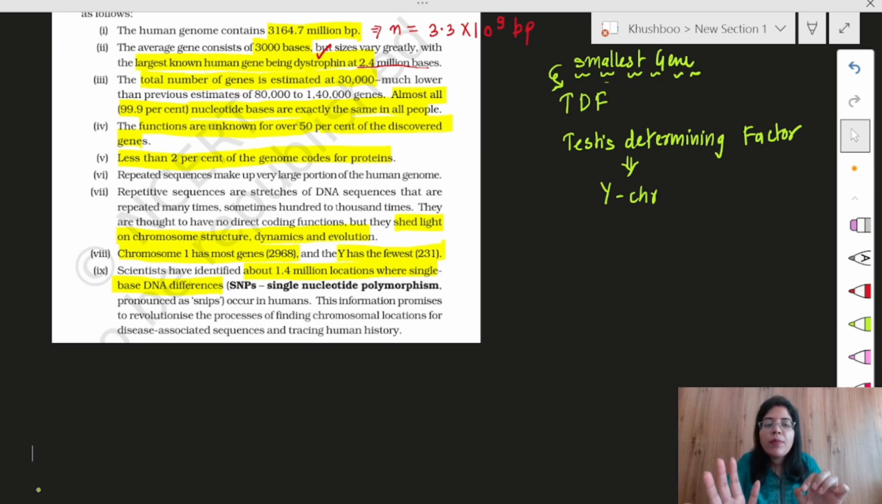And after that, there are 1.4 million locations where our genome has a difference of only one single nucleotide. That is called single nucleotide polymorphism. Polymorphism is a term used to explain what? It is used to explain the same DNA fragment, the same portion of your DNA, how it is different in different people, right?